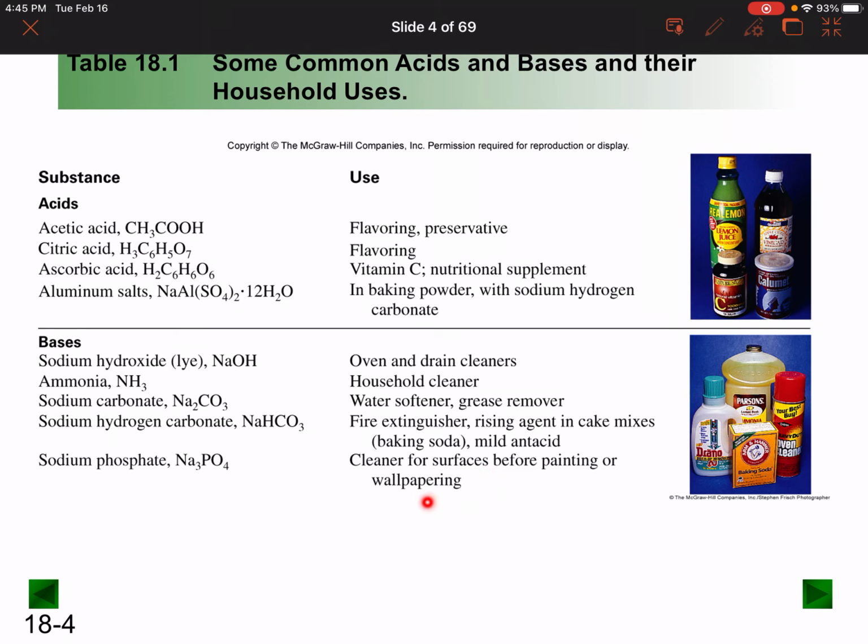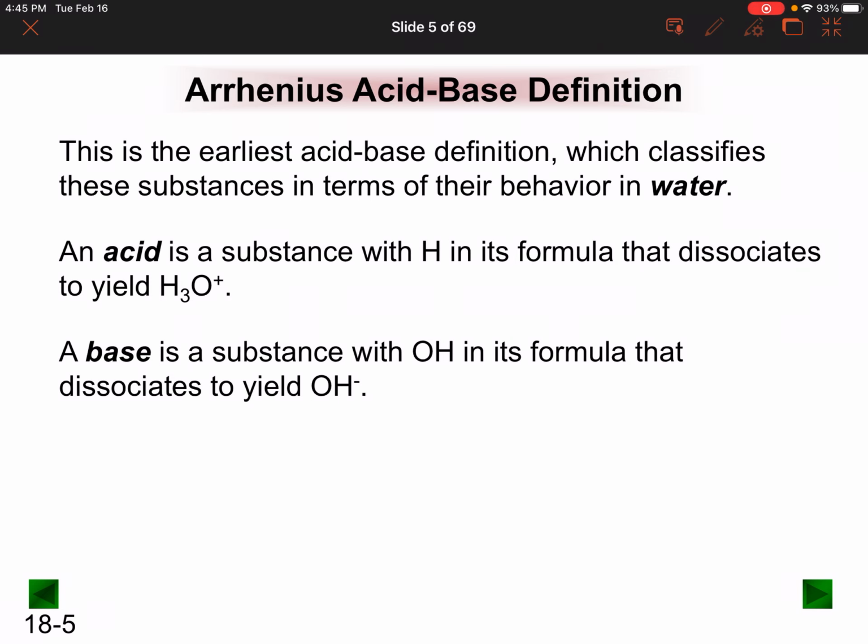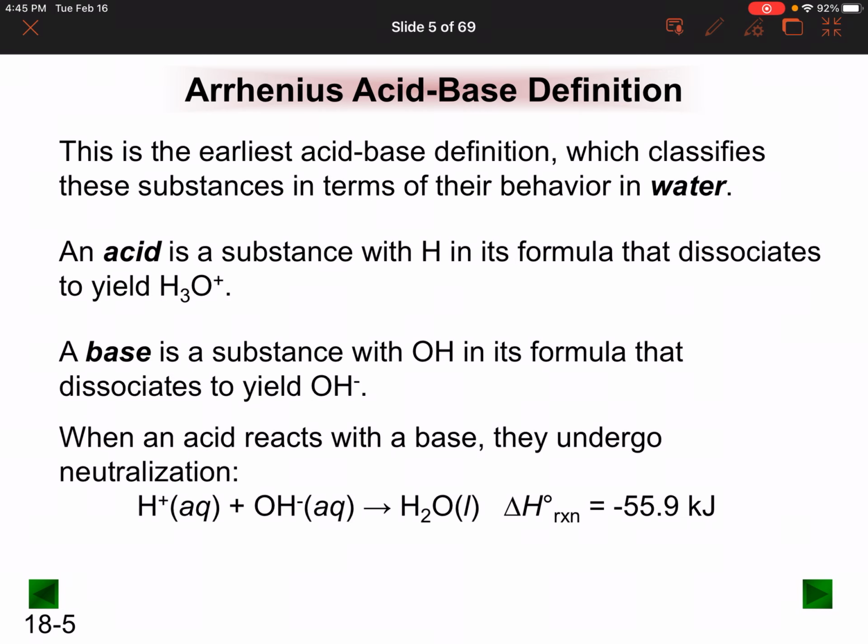Okay, so these are some of the acids and the bases that we use in our day-to-day activities. Now the first definition, Arrhenius acid-base definition, this is the earliest definition. Yes, this is the earliest acid-base definition, which classifies these substances in terms of their behavior in water. An acid is a substance with hydrogen in its formula that dissociates to yield H3O+.